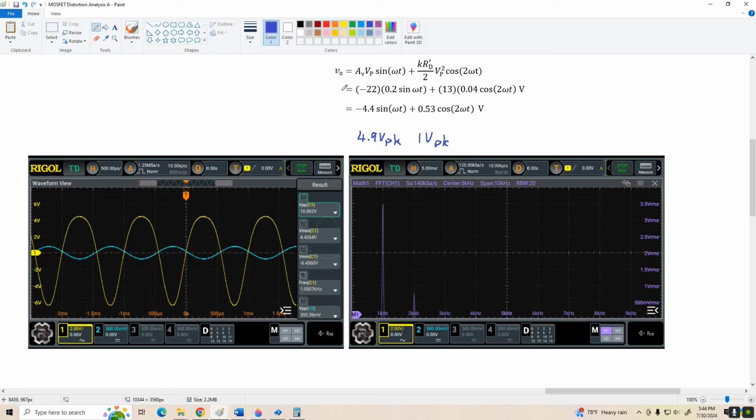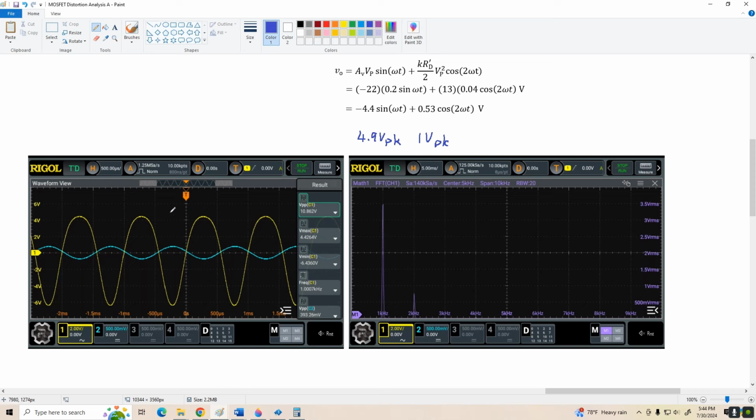All right, and here is our theoretical calculation. We expected 4.4 volts peak. We got a little bit more, but remember the gain of the amplifier was actually a little higher than we expected, so that makes sense. And we expected 0.53 volts peak out for our second harmonic. We got 1 volt peak. That means that the amplifier is actually behaving a little bit more non-linear than we expected, although I'm not surprised, because we are pretty close to clipping, and that's going to cause a little bit more distortion of these peaks, and that is likely going to make this peak bigger.